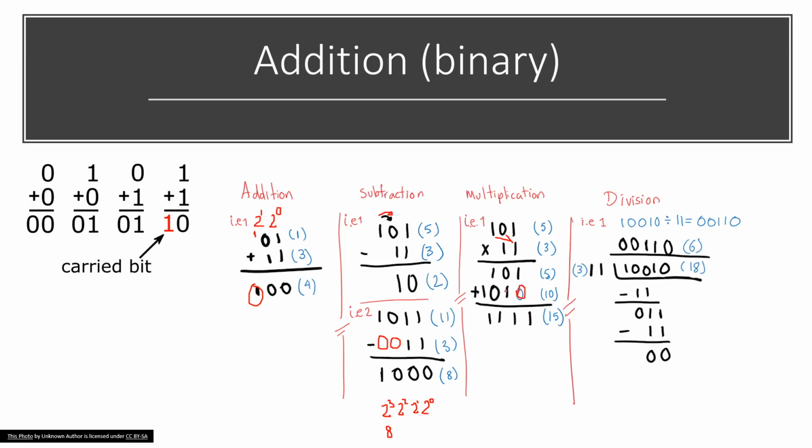We start now here, 1 multiplied by 1, 1, 1 multiplied by 0, 0, 1 multiplied by 1, 1. Then we do an addition, 1, 0, 1, 0, 1, 1, 1, 0, 1, 1, 1.